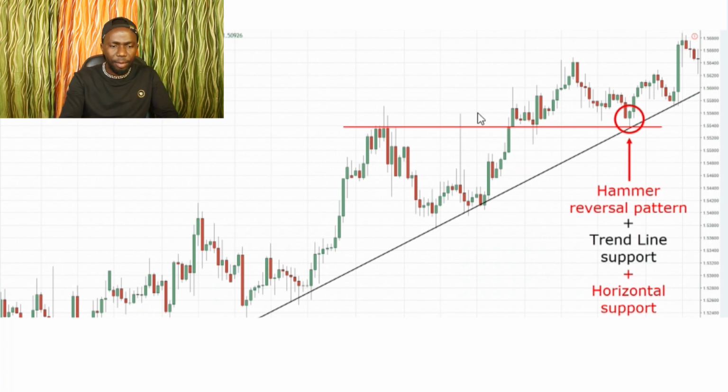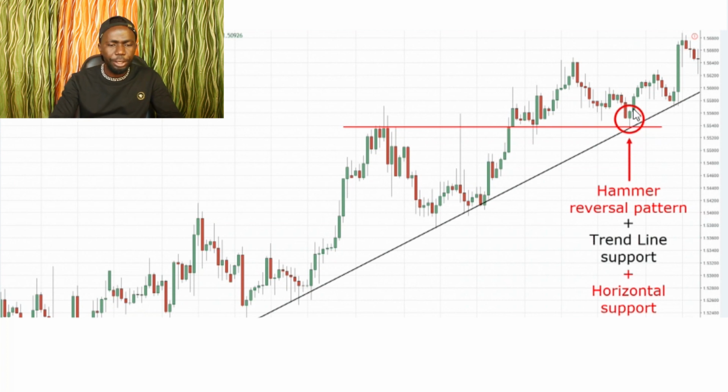Now when the price comes back to test both the trend line and the horizontal line, it gives you a higher probability trading setup, telling you that there is no way this price can break below the trend line, because you have two confluences. And another one is the candlestick pattern. Once the candlestick pattern is formed, which is the hammer, you have a higher probability setup that the price cannot break below the trend line.